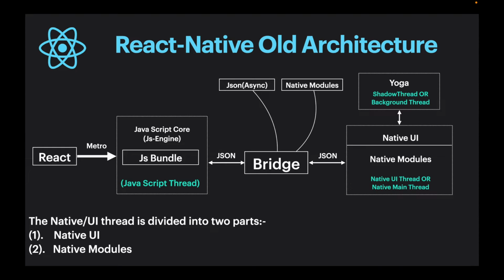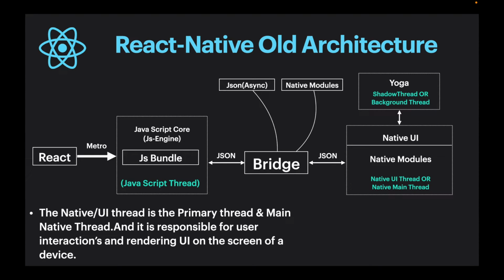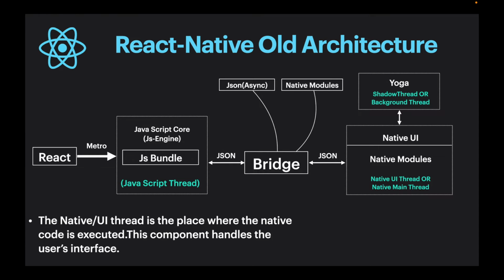Here we use two components, native UI and native modules. The native UI thread is the primary thread and main native thread. It is responsible for user interaction and rendering the UI on the screen of a device. All the UI of the application works on the native UI thread, and all the users interact with the native UI thread, so it's called the main UI thread. The native UI thread is the place where native code is executed. This component handles the user interface.